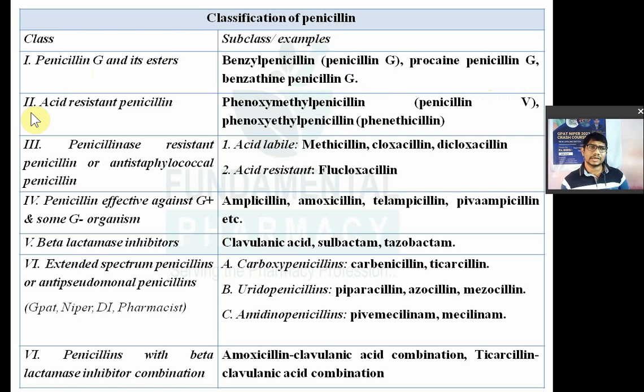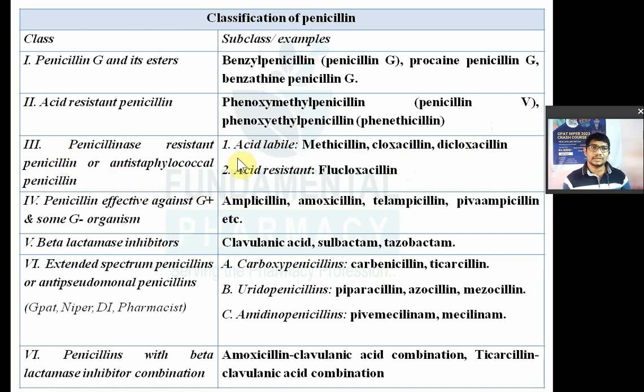Now second class is acid resistant penicillin. In that you have phenoxymethyl penicillin known as penicillin V, then phenoxyethyl penicillin known as pheneticillin. Right. Now third class is penicillinase resistant penicillin or anti-staphylococcal penicillin.